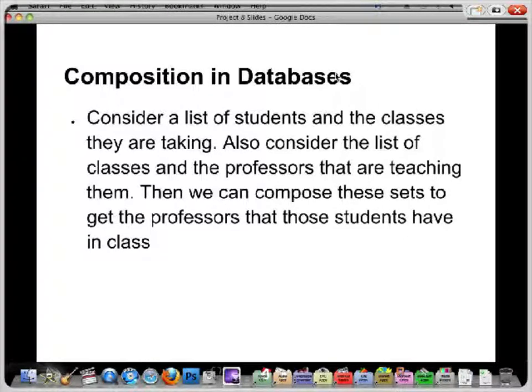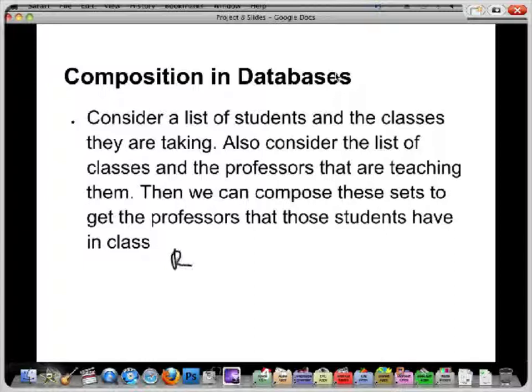Now what this is used for in databases is linking two things together, when you want to know the relation between two things that are not necessarily in the same part of the database. So if you have one database that's a list of students and classes, and then another that's a list of classes and professors, but what you really want to know is what students have what professors.